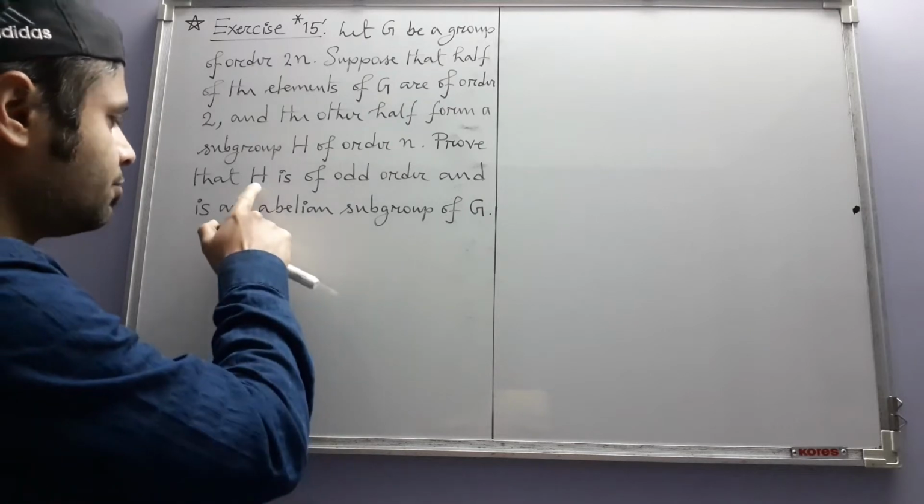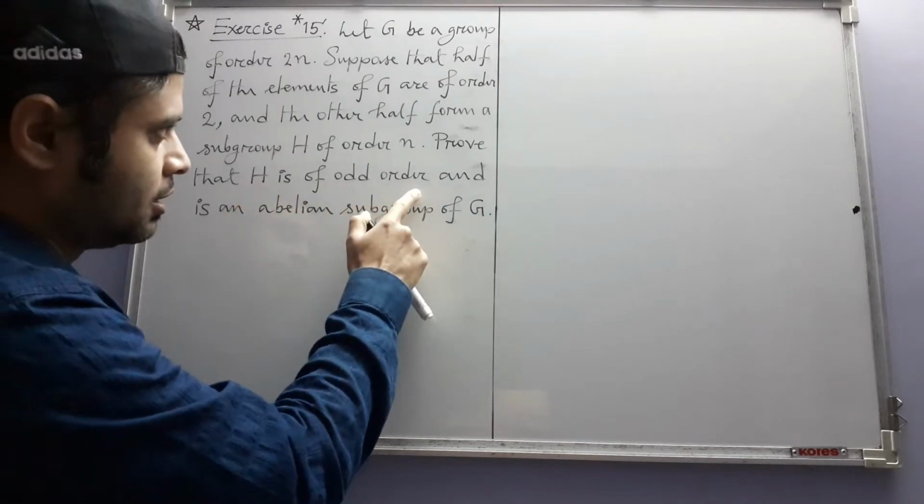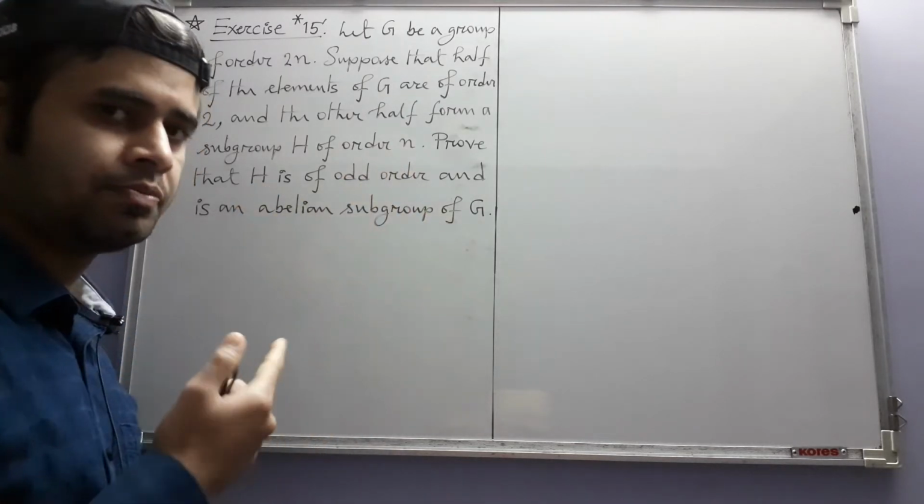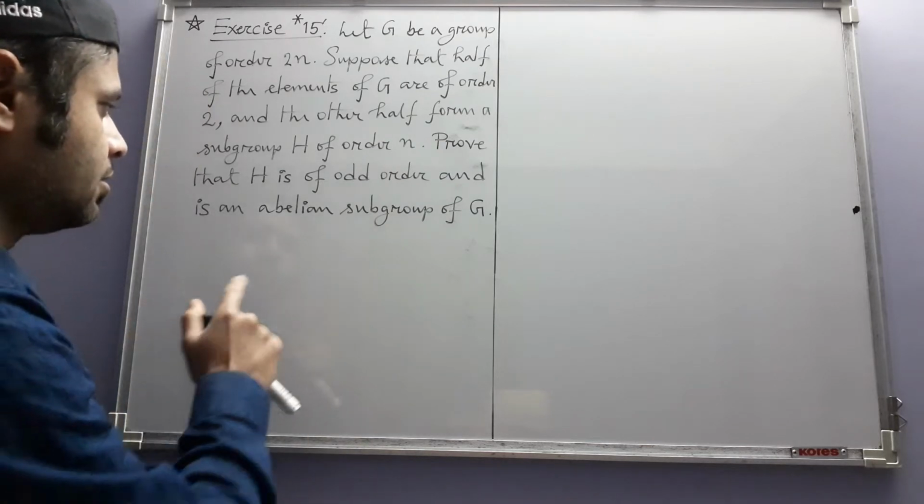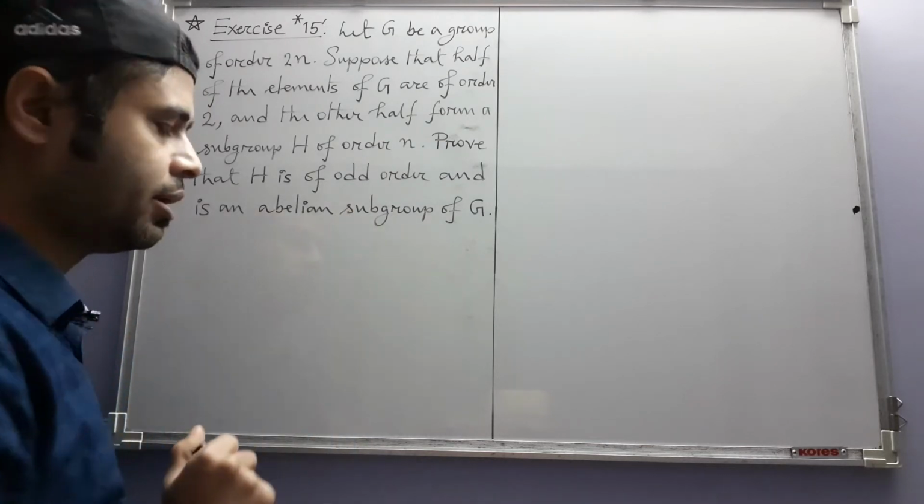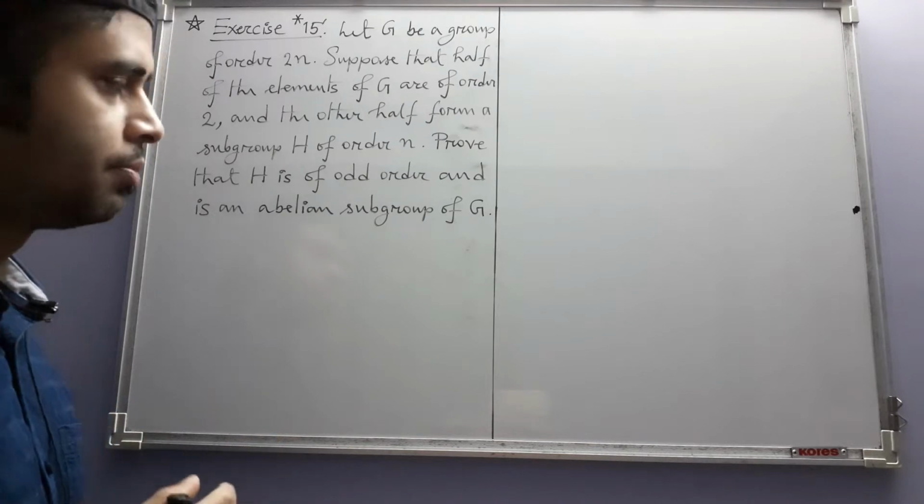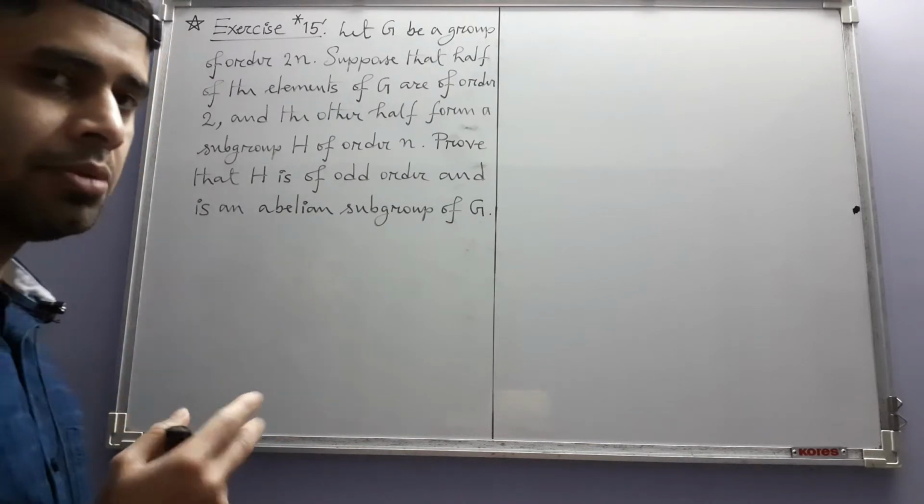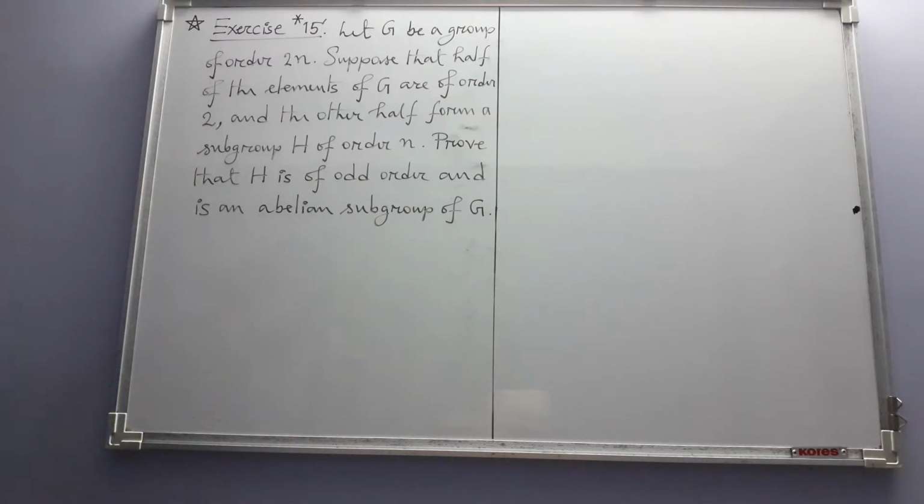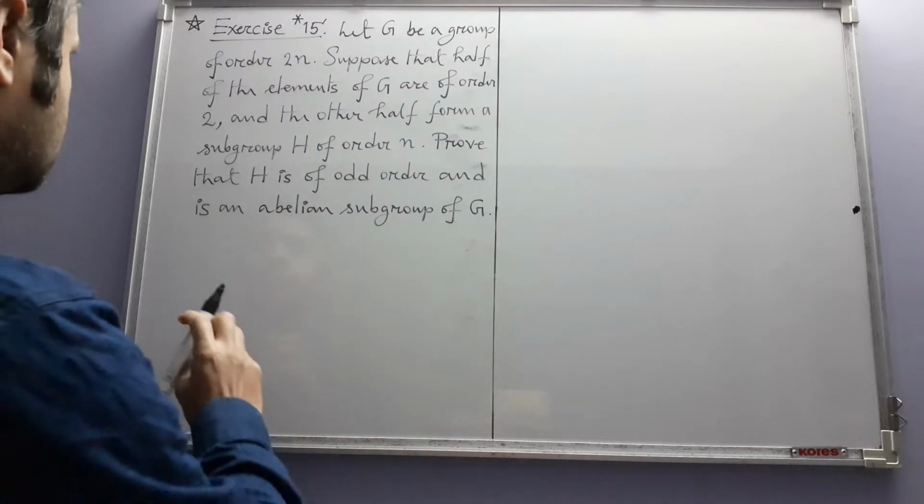We have to prove that H is of odd order, that is, this n must be odd, and also H is abelian. As a group, H is abelian. The original group G may not be abelian. So let's see how one can solve this.